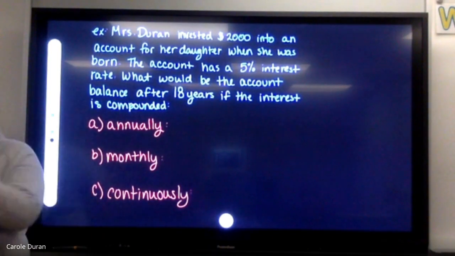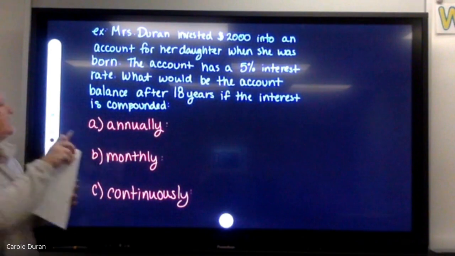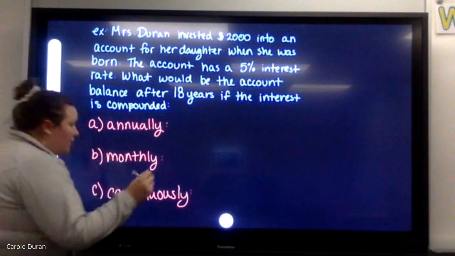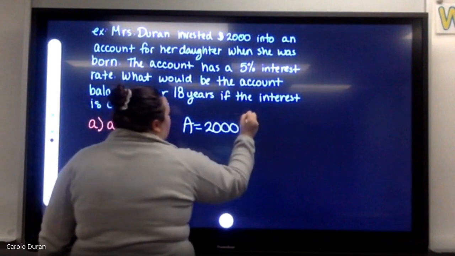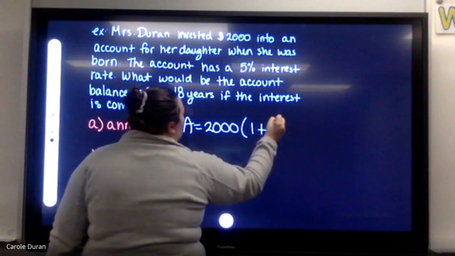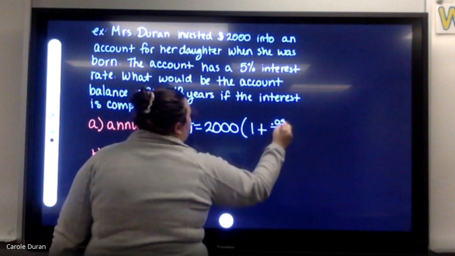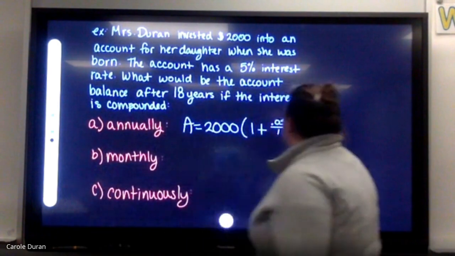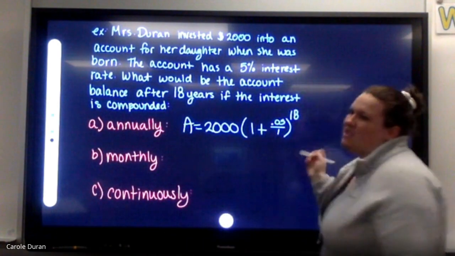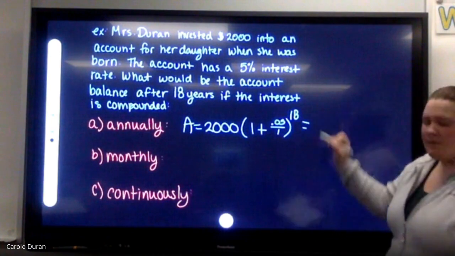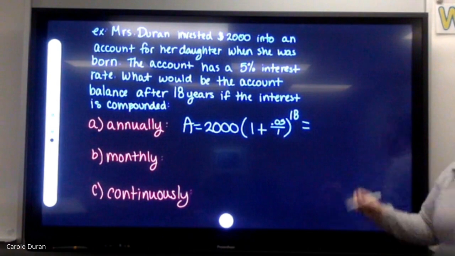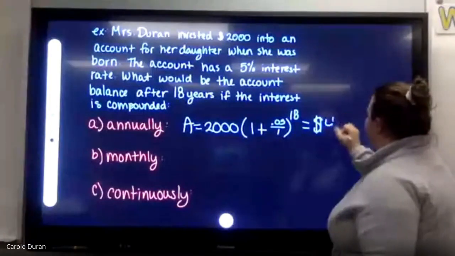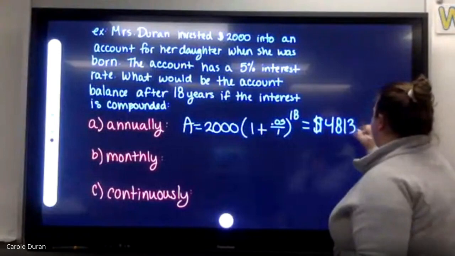Okay, so let's go ahead and look at these together. The first one is annually. That's fine. So I have my amount is 2,000 times 1 plus 0.05 over 1 to the 1 times 18, which is just 18. And this comes out to what amount of money? 4,000. Yeah, that's what I had.